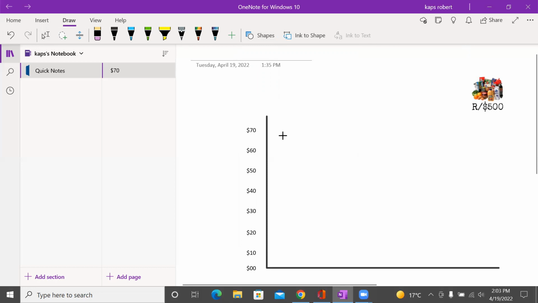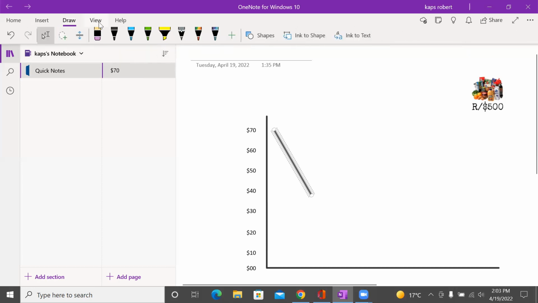This is the grocery. He bought the groceries, the maximum. This is the $70 grocery. Don't mind the 500 rand that I wrote here, let's leave that. The maximum is 70 rand, and then he bought the grocery. Then the grocery is going down until $40. Let me add some things here.